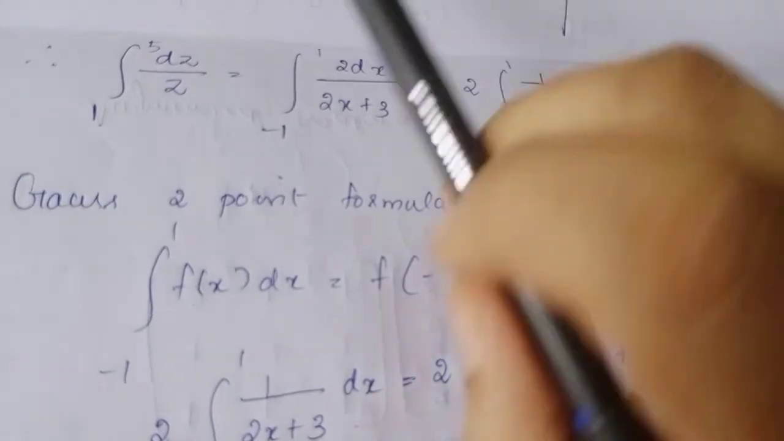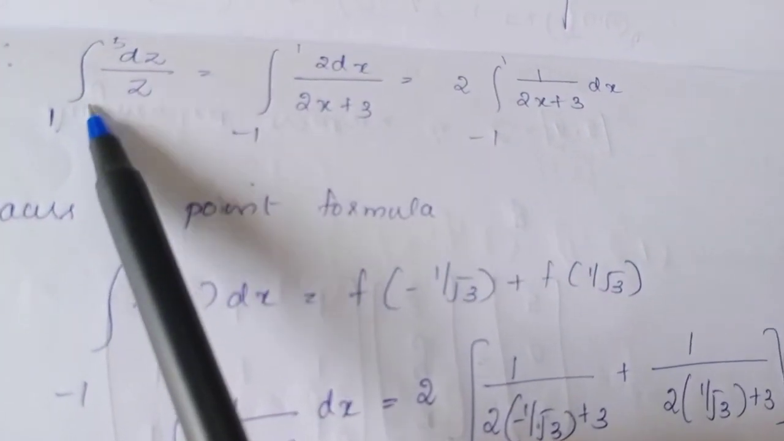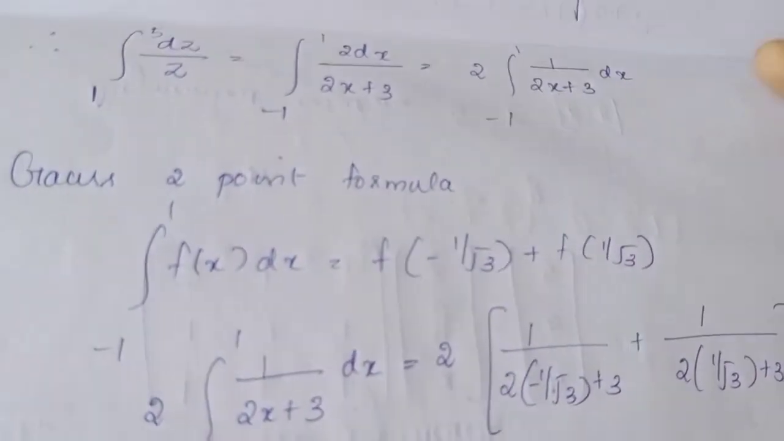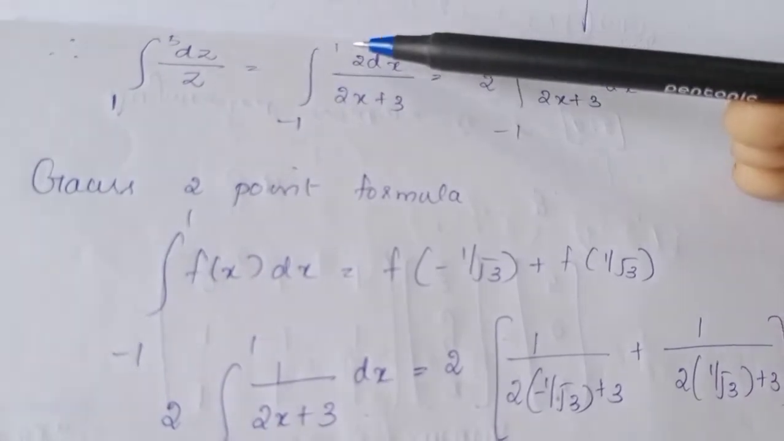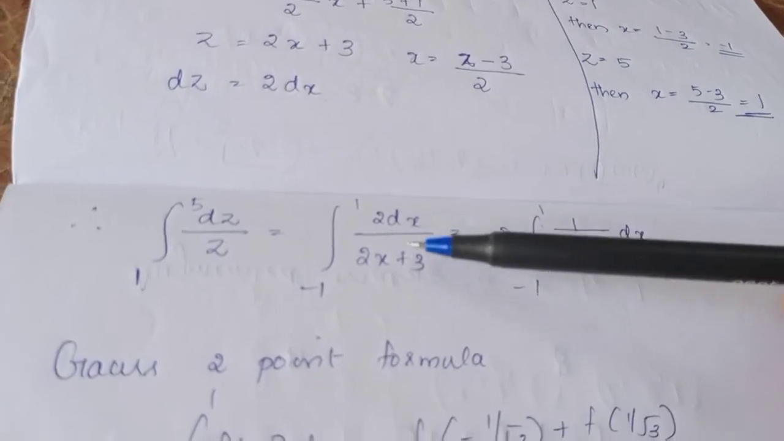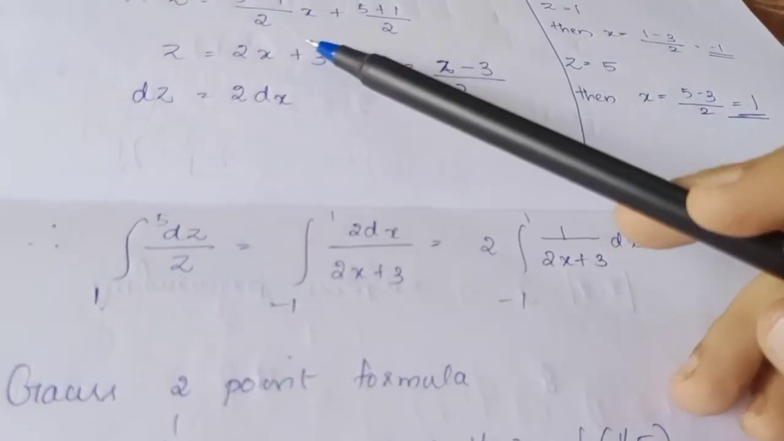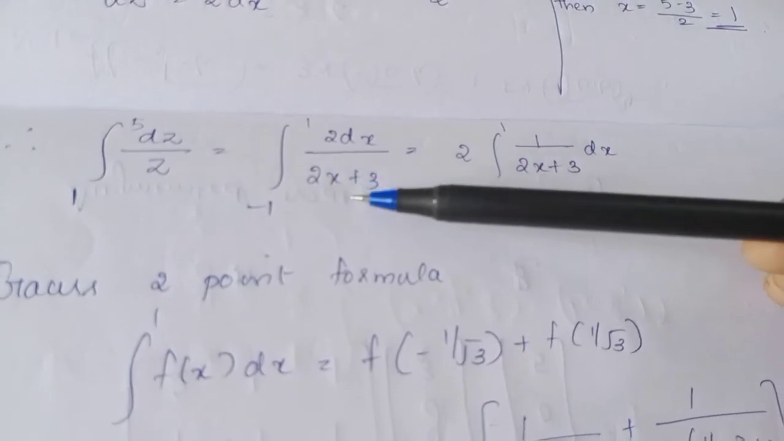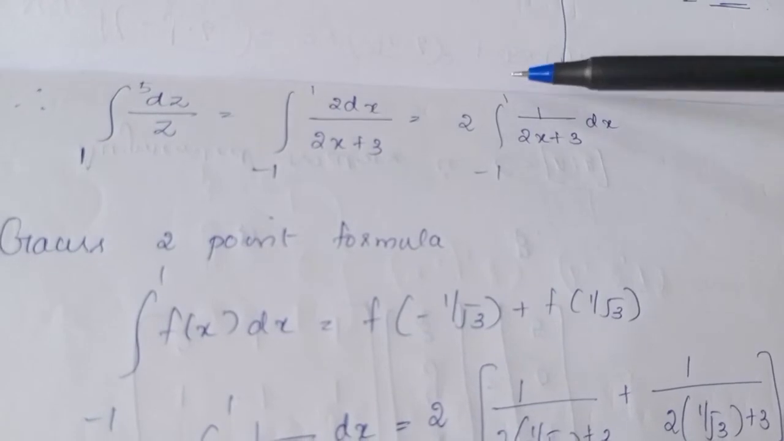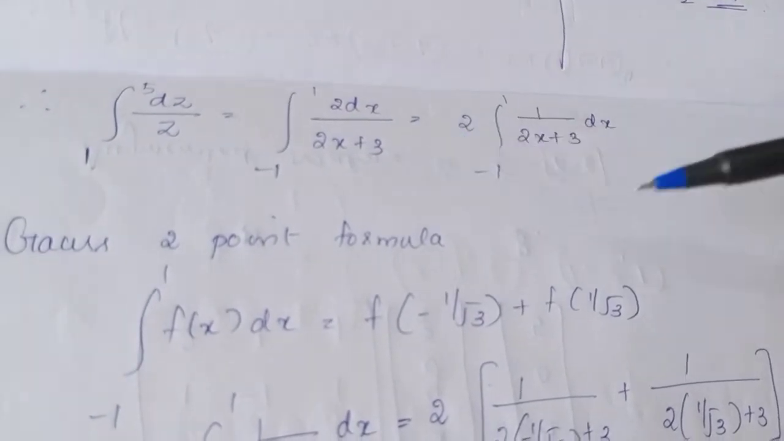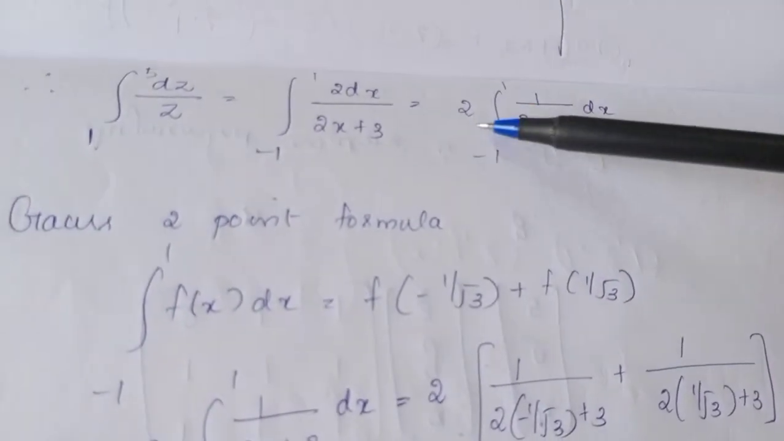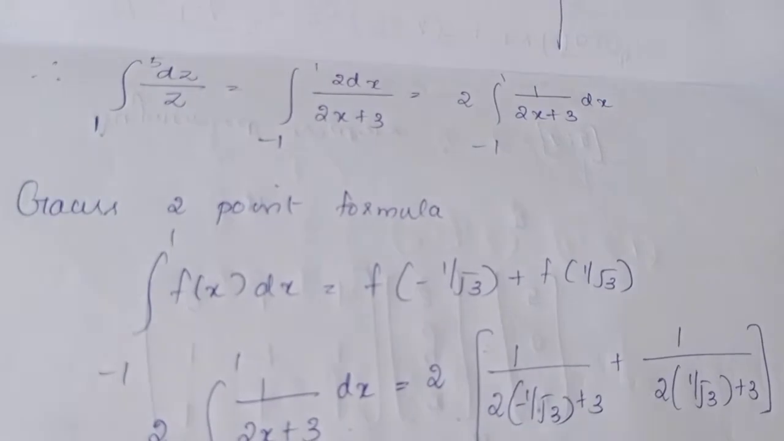Then directly apply the values. What is the question? Integral from 1 to 5 of dz by z, we can rewrite the equation. It is of the form integral from minus 1 to 1 of 2 dx, that is dz equal to 2 dx, whole divided by z value, 2x plus 3. Then 2 is common, so take this 2 outside: 2 into the integral from minus 1 to 1 of 1 by (2x plus 3) dx.